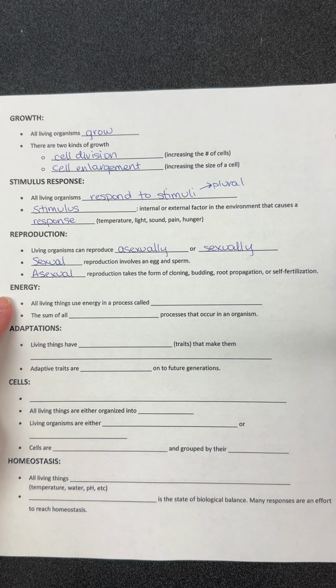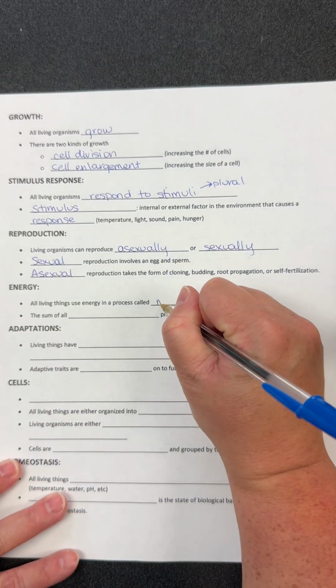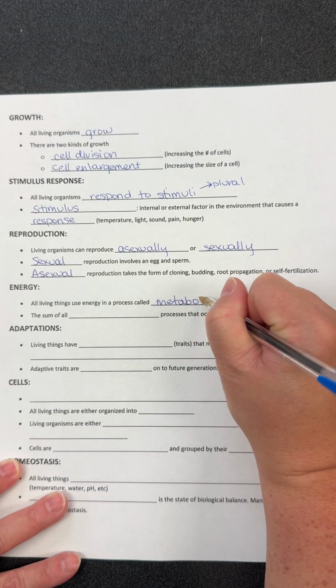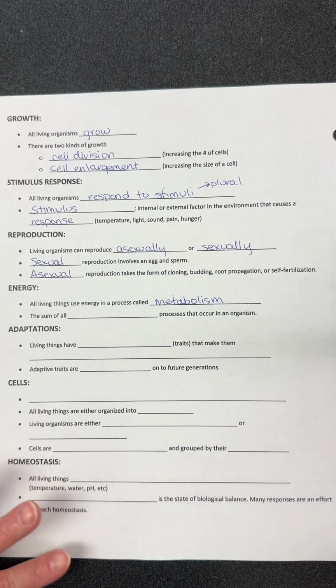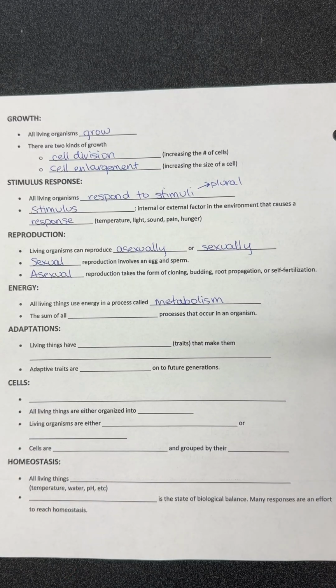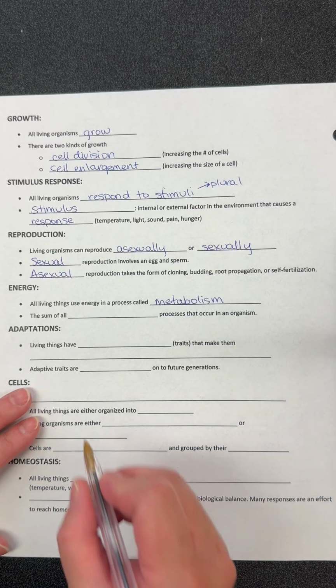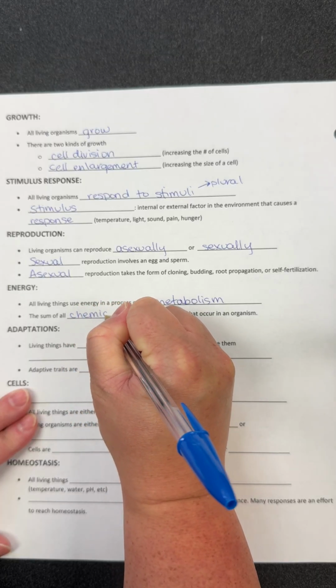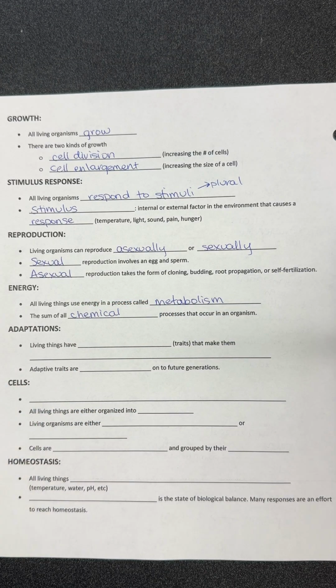E for energy. All living things are going to use energy in a process called metabolism. So we have to metabolize that energy. Metabolism is the sum of all chemical processes that occur in an organism. So once we take in that food, how do we break it down? Where does that energy go?